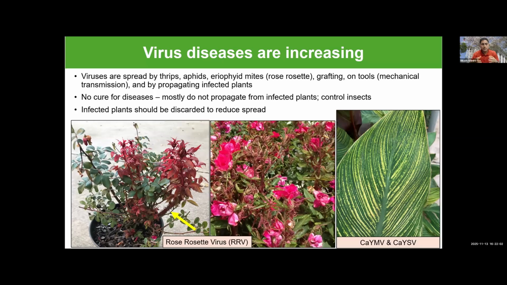Actually, there is no cure for these plant virus diseases, because you cannot spray any fungicide, but what you can do is control the insects, because they are the vector. That's how the virus gets transmitted from one plant to another, from unhealthy to healthy plants. So that's where we need to be aware, monitoring the insect population and using the right insecticides. And if you have infected plants, all you need to do is discard them so that you can reduce the spread of the pathogen.